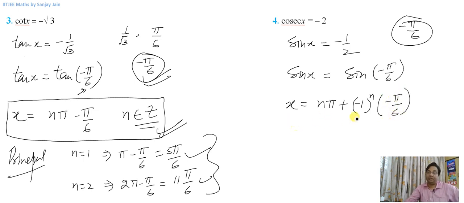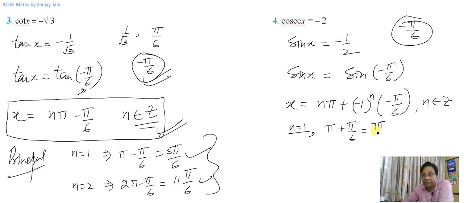Let me write, now this is my general solution. So let me write principal solutions. So if I place n equal to 0, that will give me minus pi by 6. I don't want that. If I put n equal to 1, that will give me pi here. This will be negative, negative, negative, positive. So pi plus pi by 6, that will give me 7 pi by 6.